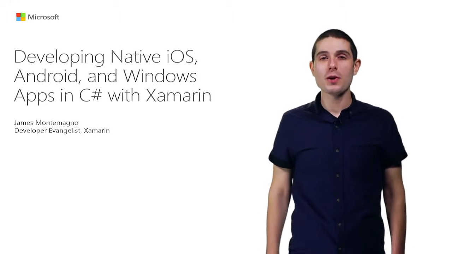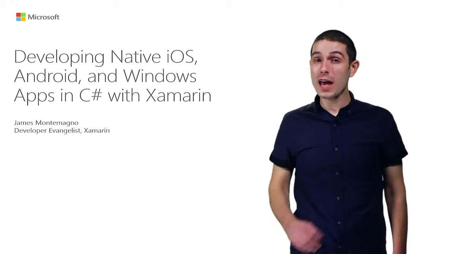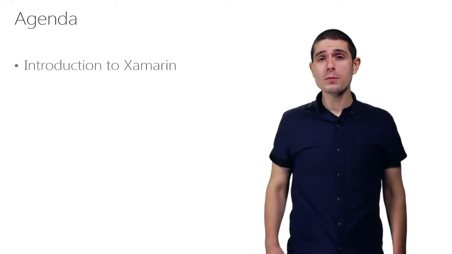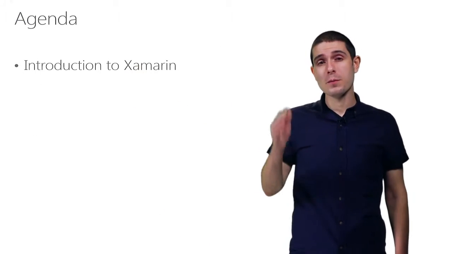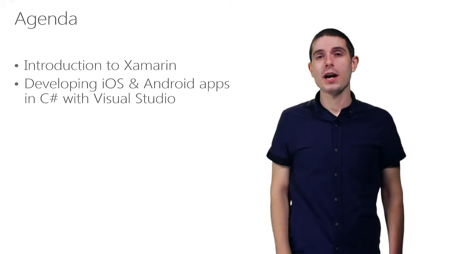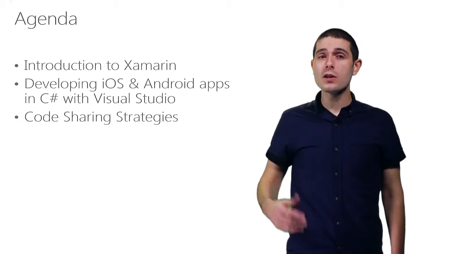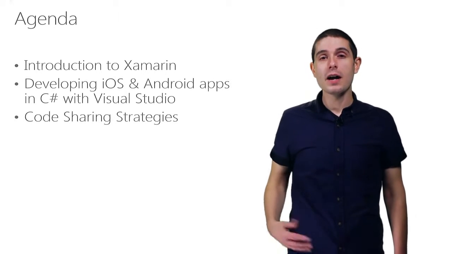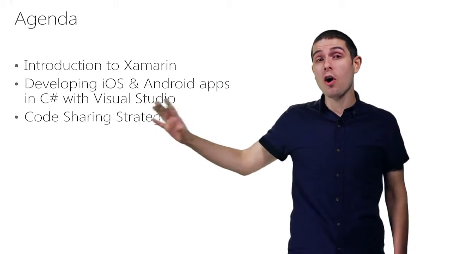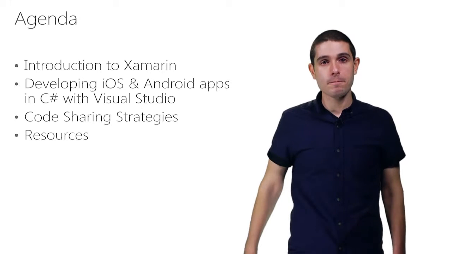In this video, I'm going to show you how to leverage your C# and .NET skills to build native iOS, Android, and Windows apps in Visual Studio with Xamarin. First, I'm going to walk you through the entire Xamarin platform to build, test, and monitor your applications. And we'll see just how to build those iOS and Android apps in C# with Visual Studio and Xamarin. And then we'll take a look at some code sharing strategies, how to leverage 50, 60, 70% or more code sharing across all projects. And then we'll see how to get up and running right now today.